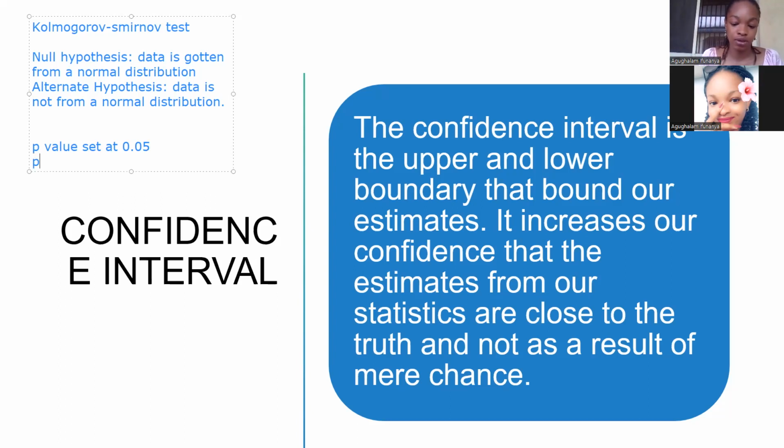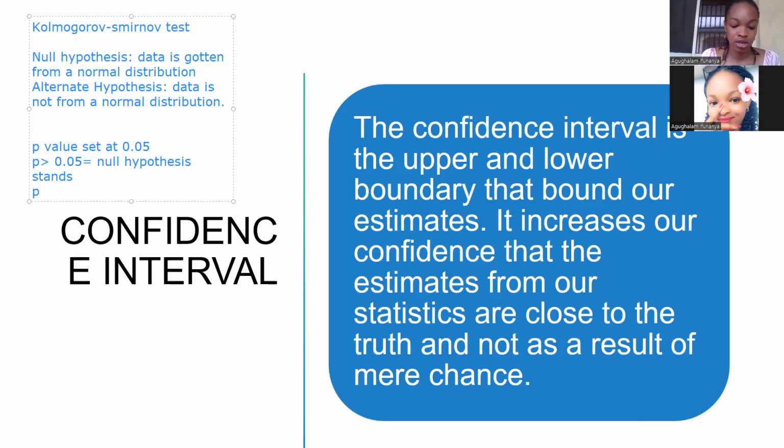So if P is greater than 0.05, then it means that our null hypothesis stands. And if our null hypothesis stands, it means there is a probability that our data is gotten from a normal distribution.